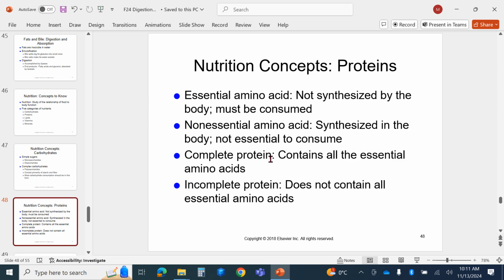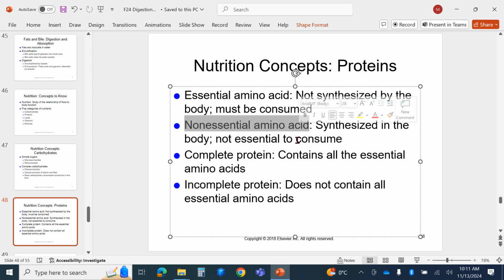Proteins there: essential amino acids, not synthesized by the body. We have to eat these. We need these. There's non-essential amino acids here. These are ones that we can produce on our own. Okay, we don't need to eat these particular amino acids in order to get them. We can make them. Complete protein contains all the essential amino acids. Incomplete protein does not.